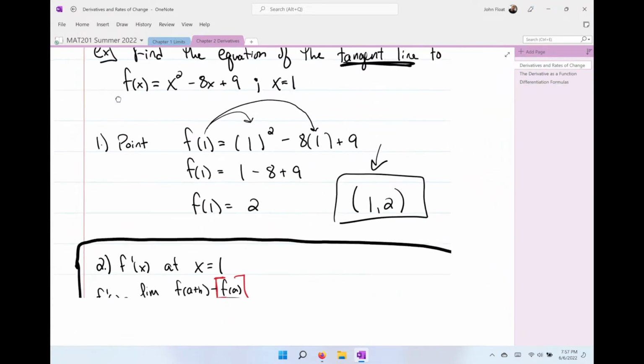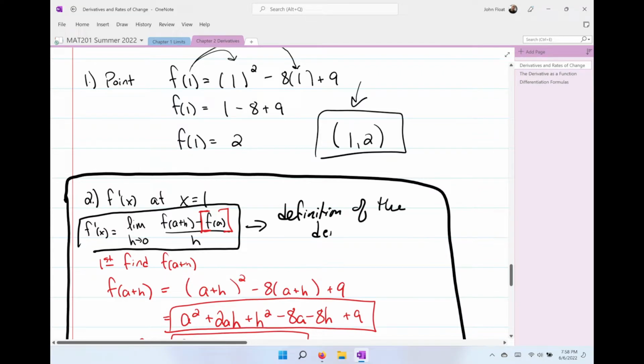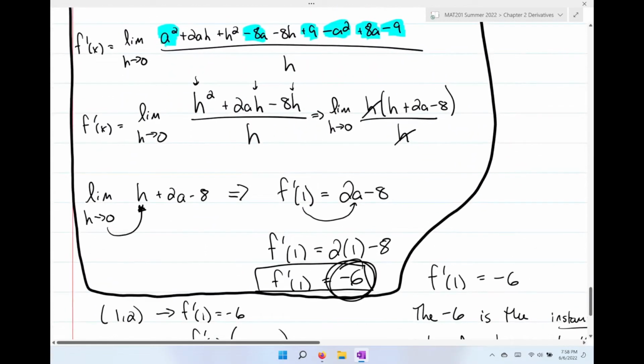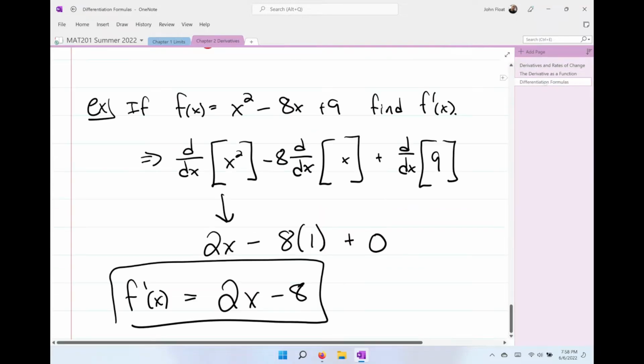Now, let me go back to the other problem. When we use the definition of the derivative, look at how much work it took us to get all the way down to right here. 2a minus 8 is the same exact thing as 2x minus 8. So it really, really helps us to know our formulas, because I did this in one step versus all of that algebra.